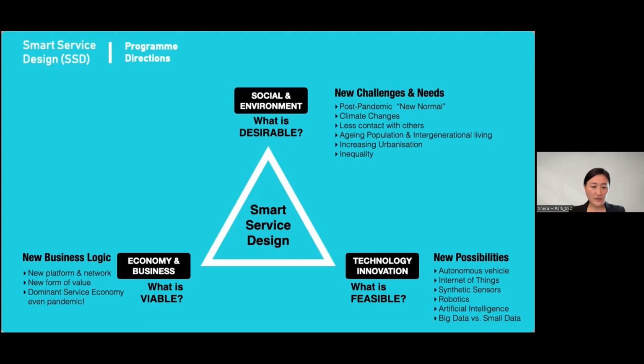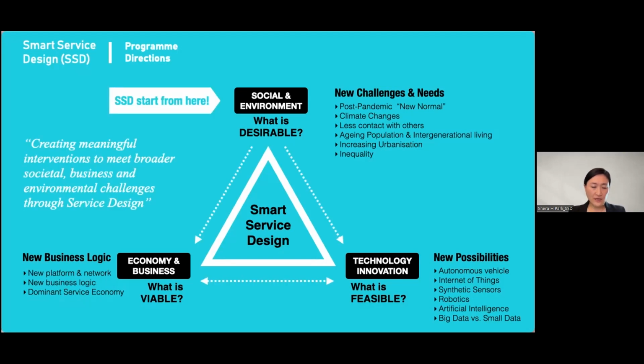So how can these new technical capacities bring us new service experiences for all, and how can this open new design opportunities? In our SSD, we start from the top, which is the needs and challenges that occur from our society, and then consider together the new business value, as well as the new technical capacities and feasibilities. So altogether, with those three aspects, in SSD we aim to create meaningful service interventions through multidisciplinary approaches. Let's look at a short video for better ideas of what we can actually do.